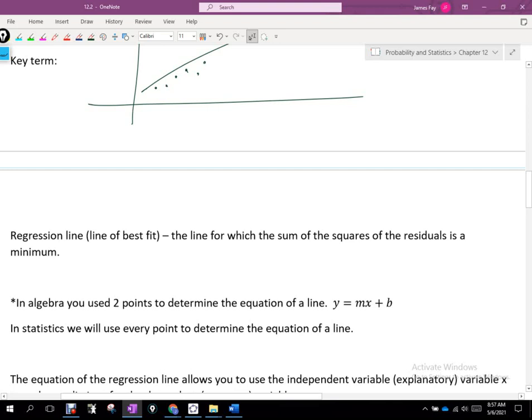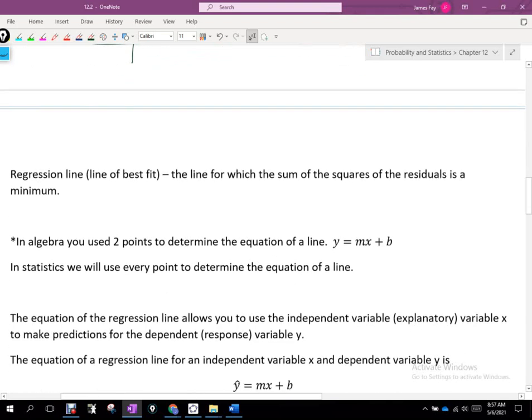The regression line of best fit says it is the line for which the sum of the squares of the residuals is a minimum. In algebra, you use 2 points to determine the equation of the line y equals mx plus b. In stats, we use every point to determine the equation of the line y equals mx plus b. Does that make sense? When we first started this, I said, choose these 2 points, because it looked like 3 or 4 points were above those two and 3 or 4 points were below those two, but that equation was based off of just 2 points.